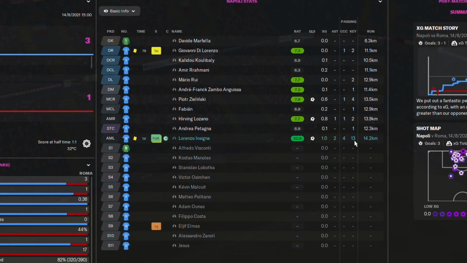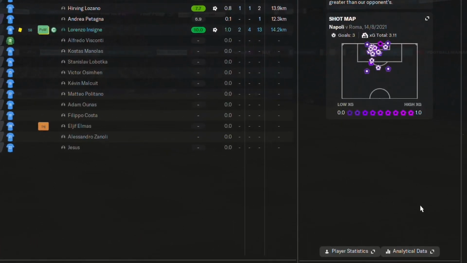So even before the Data Hub is up and running, we've got Lorenzo Insigne here with 13 key passes in this friendly. It tells us that he was principally the chief creator, and they could have come from corners, they could have come from free kicks, they could have come from cutbacks, they could have come from crosses. The only way we're going to find out more information is if we go into the analytical data for the player concerned. You absolutely need to find out where those key passes are coming from.